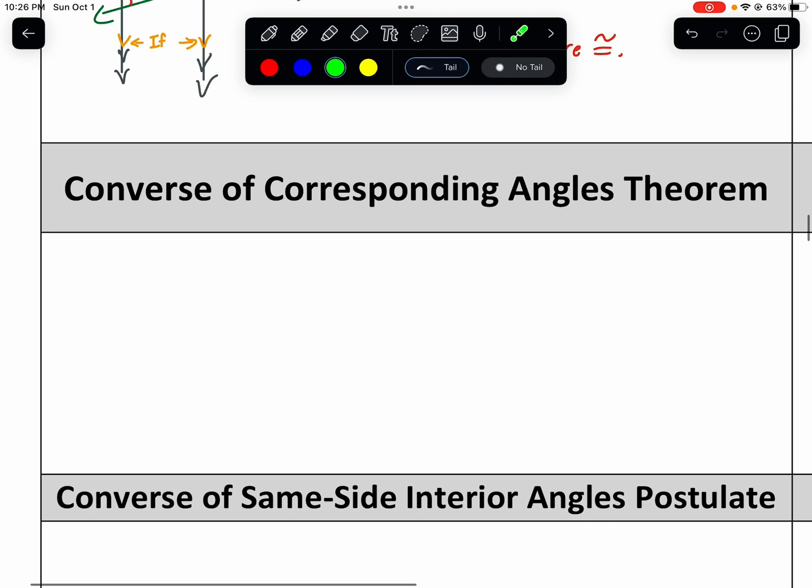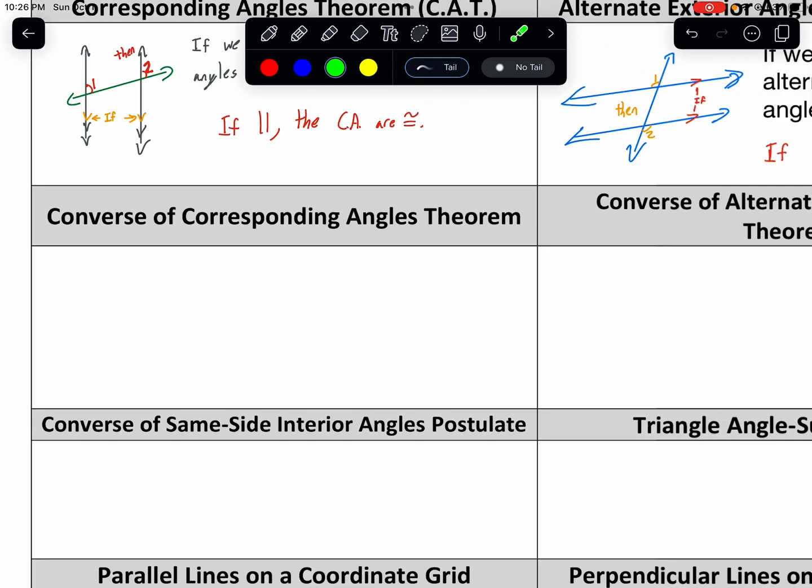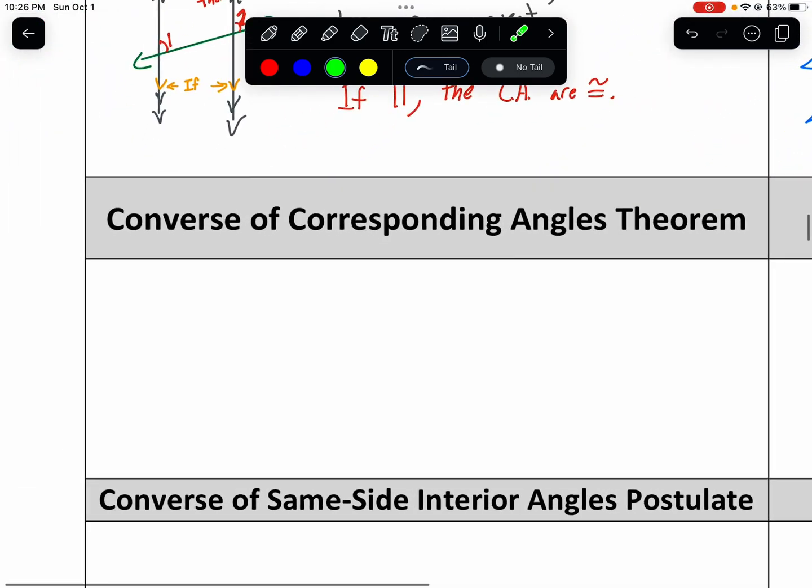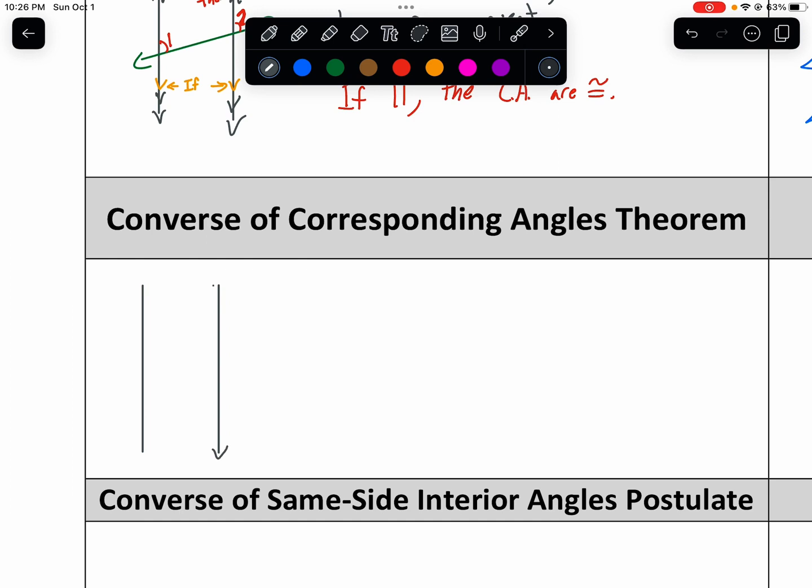We're going to do the converse of the corresponding angles theorem. This is the one we just did. We're actually going to go through the converse of 3 theorems in this quick video. The first one is that if we have corresponding angles that are congruent between two lines cut by a transversal, we don't know what the lines are. We don't know if they're parallel or not, but they're cut by a transversal. If we know that angles 1 and 2 are congruent, then what do we know about the lines? Well, then the lines are parallel.